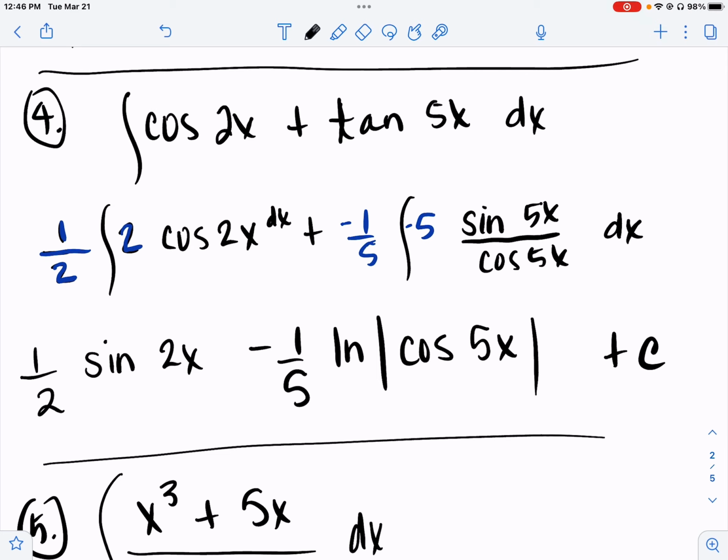Tangent, instead of memorizing the formula, I rewrite it as sine over cosine. We need the derivative of the 5x, which is 5. Now, since cosine's on bottom, the derivative of cosine is negative sine. So that's why it's got a negative 5 in there. So that negative 5 sine is the derivative of cosine. So that would be ln of cosine of 5x. Negative 1/5 on the outside to balance the negative 5 inside.